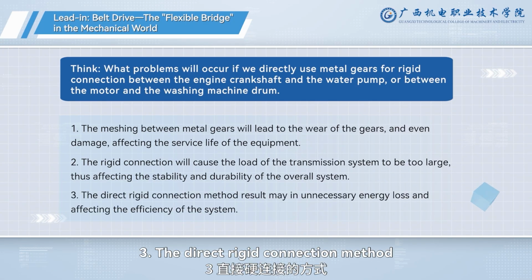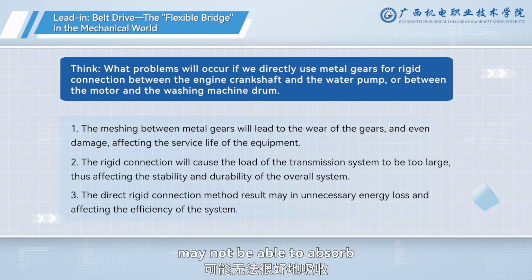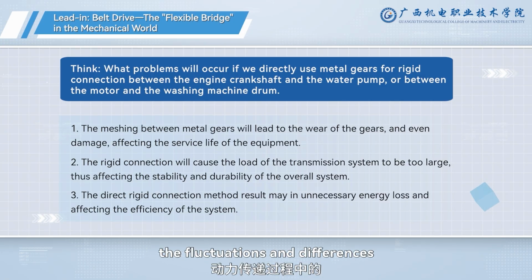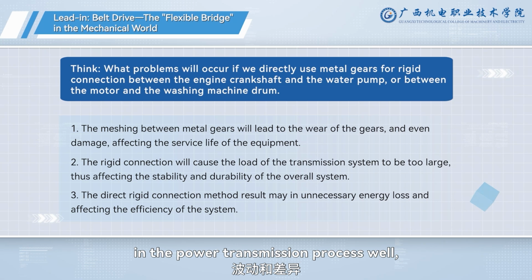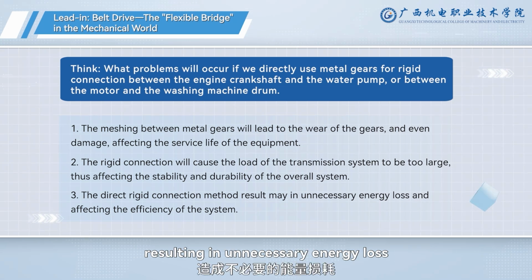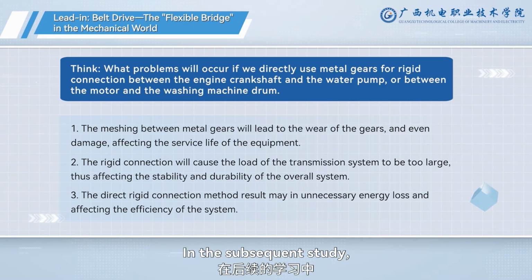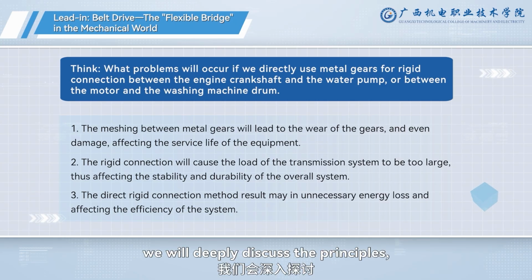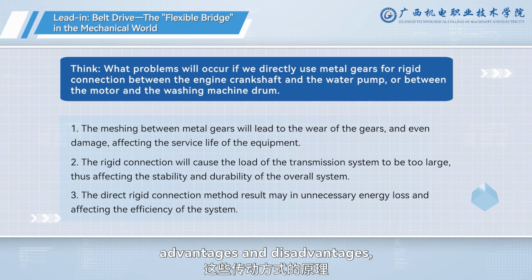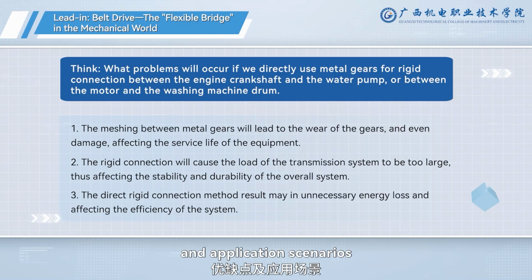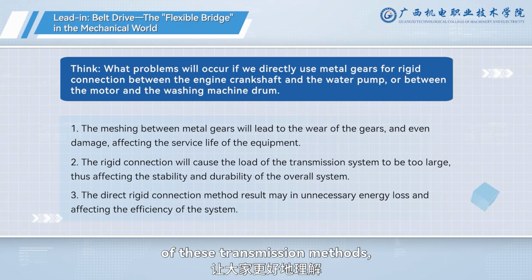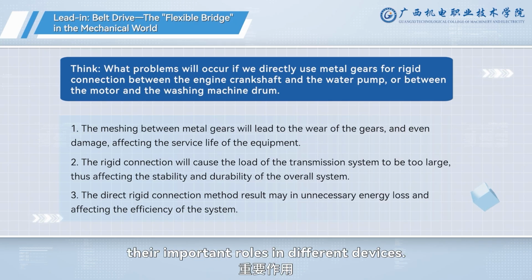3. The direct rigid connection method may not be able to absorb the fluctuations and differences in the power transmission process well, resulting in unnecessary energy loss and affecting the efficiency of the system. In the subsequent study, we will deeply discuss the principles, advantages and disadvantages, and application scenarios of these transmission methods, so that you can better understand their important roles in different devices.